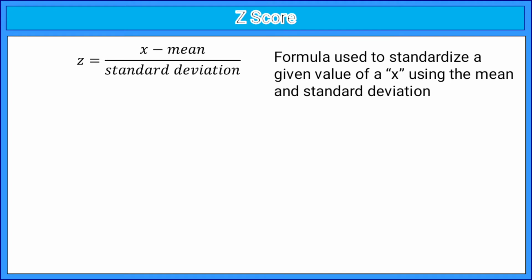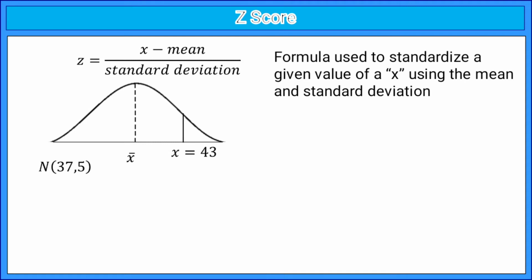For example, here in our normal curve, given the mean here will be 37, and our standard deviation is 5. So our mean is 37 and our standard deviation is 5. And what is the raw score here? Raw score will be this one, 43. So the mean is 37, the standard deviation is 5, and our x is 43.